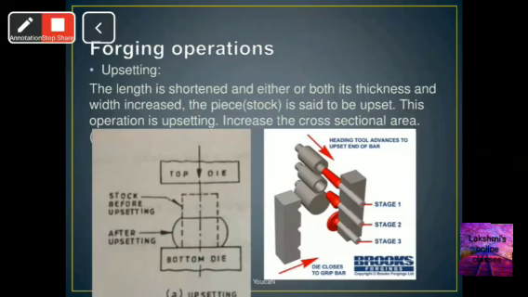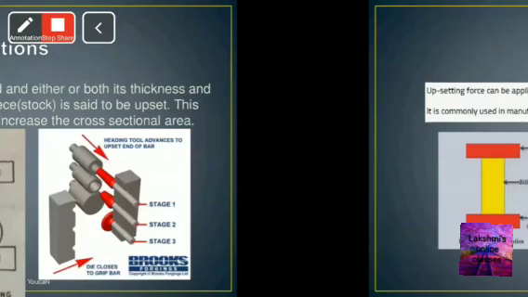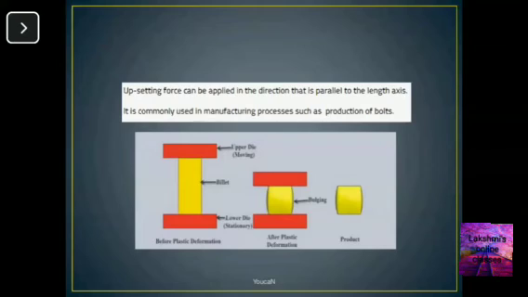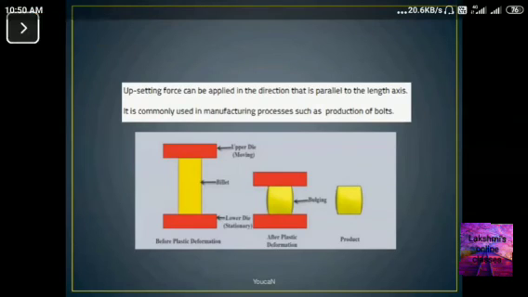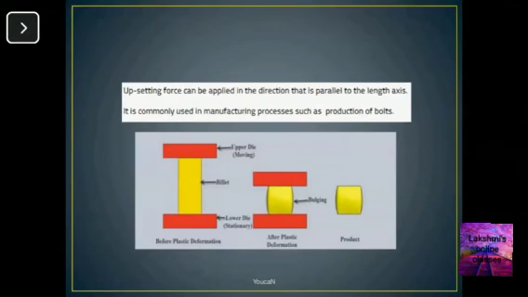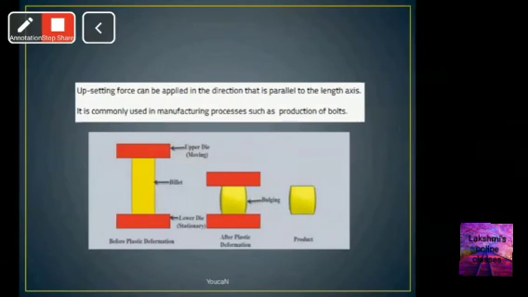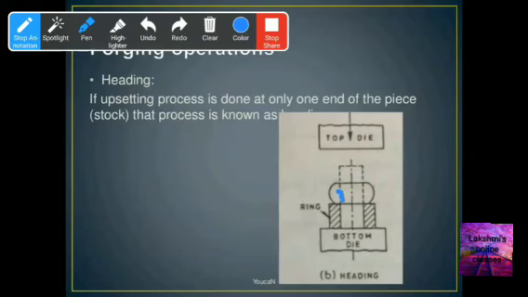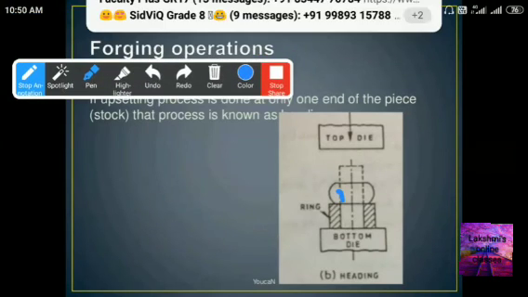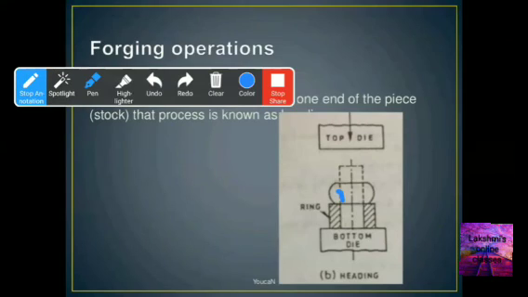Next, the upsetting force can be applied in the direction parallel to the length axis. It is commonly used in manufacturing processes, mainly for the production of bolts. So these are the forging operations. One is heading. If the upsetting process is done at only one end of the piece, that process is known as heading.